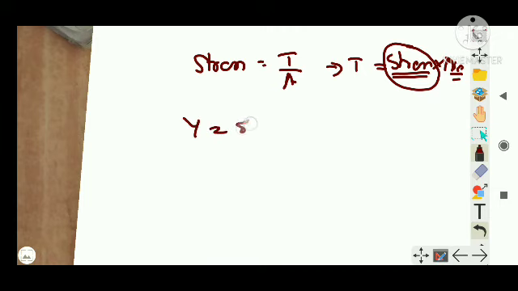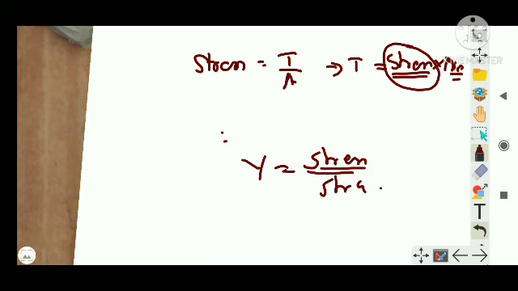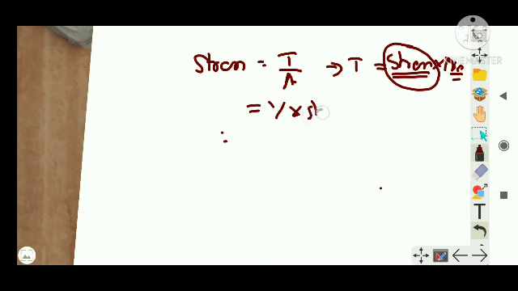Y is equal to stress by strain, right? So I can write stress is equal to Y into strain. So I can just write here Y into strain into area. But the problem is Y is given, strain is not directly given, so I have to find strain.